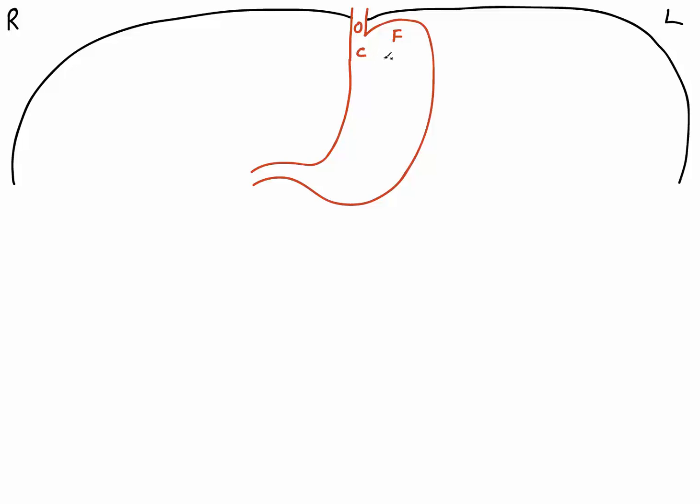Here we've got the cardiac region of the stomach. Here we've got the body. We've got the antrum. We've got the pylorus, and here we've got the pyloric canal. The pyloric canal is going to be continuous with the first part of the small intestines. The first part of the small intestine is the duodenum. This is a retroperitoneal C-shaped tube that runs around the head of the pancreas, which we'll draw in a moment.